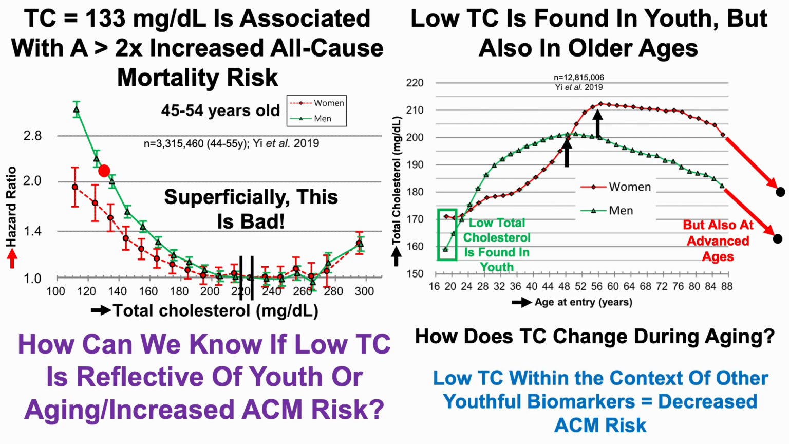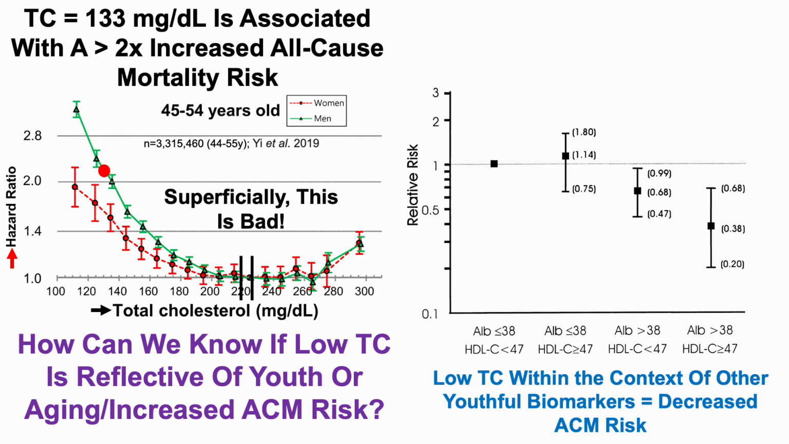So low total cholesterol within the context of other youthful biomarkers is associated with a decreased all-cause mortality risk. And that's what we can see here. So on the y-axis, we've got relative risk for all-cause mortality, and this is in people with total cholesterol less than 160 and with varying levels of albumin, ALB, and HDL cholesterol, HDL-C. And note that this data is in a very small study. It only included 393 people, so this may not be what actually ends up being the truth for people who have a relatively low total cholesterol. We'll need more studies in this area.